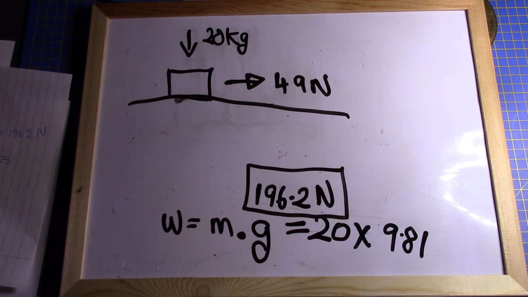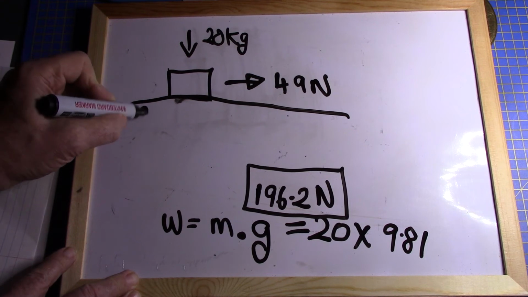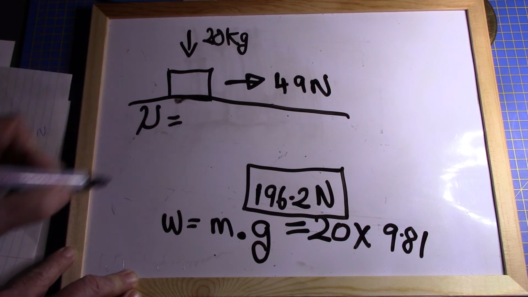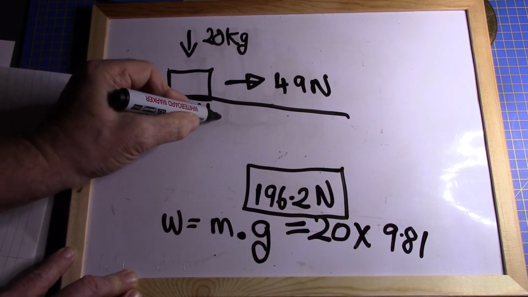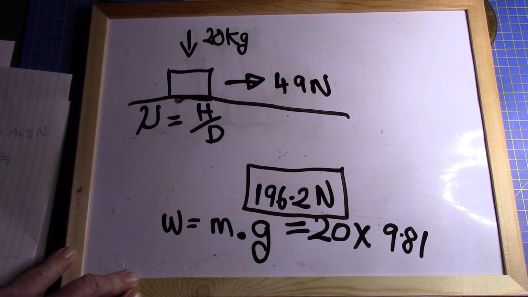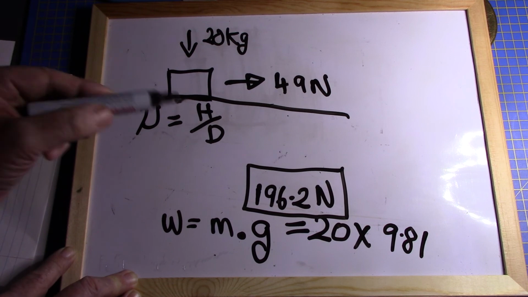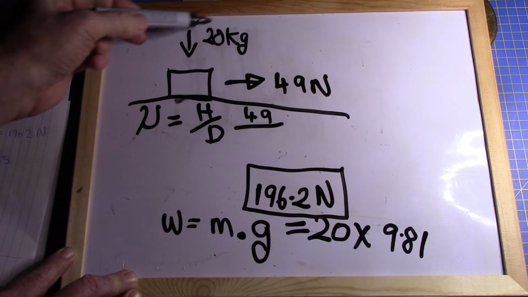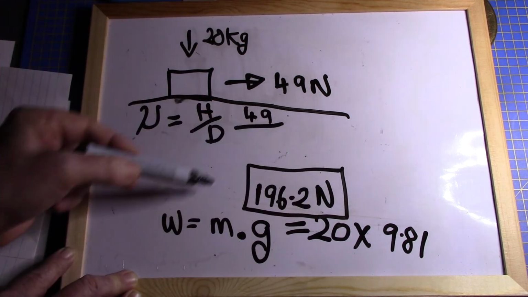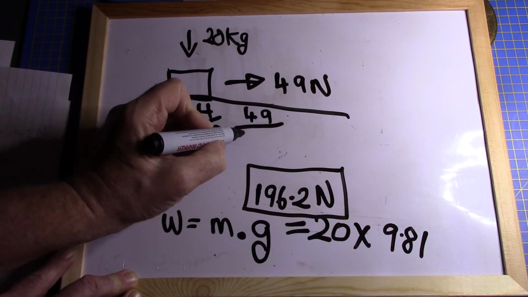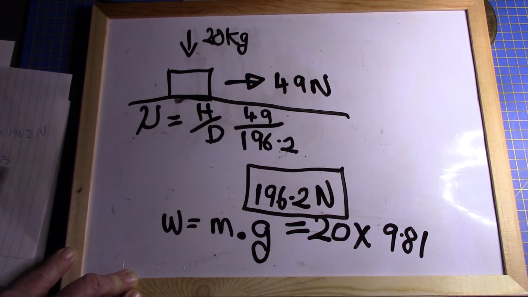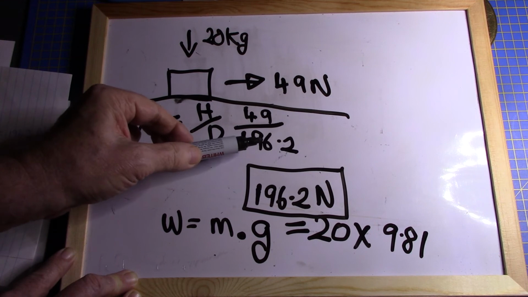Now I'm going to let the calculator worry about all these oddball figures. I'm not going to get worried about them. So like we explained earlier, the symbol for the coefficient of friction is that mu. So mu is equal to the horizontal force divided by the downward force. So the horizontal force, the one that acts along the horizontal, is 49, divided by the downward force. Well, we were given the mass and we worked out the force here. The downward force, sorry, is 196.2. So all you do is just punch into your calculator 49 divided by 196.2.